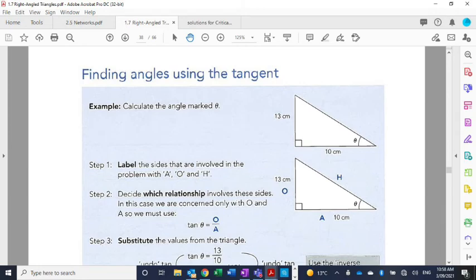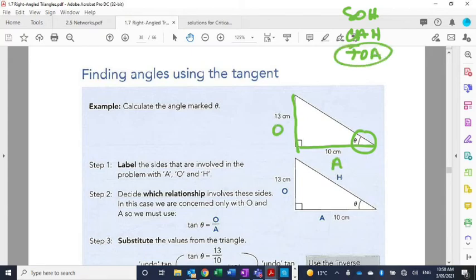So here we go. We'll look at this one. So we have our triangle. First thing we're going to do is label our triangle. Here's our angle, so we know the adjacent and we know the opposite. So SOHCAHTOA tells us that if we know adjacent and opposite, that's a tangent function. So we have the tangent of an unknown angle is equal to, and it's opposite over adjacent, so 13 over 10. And so that gives us our trig function.